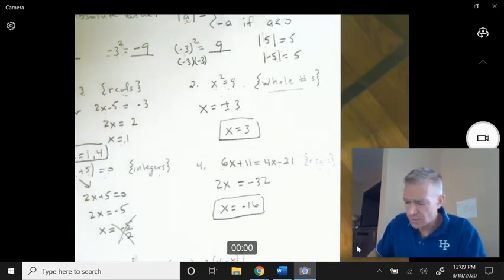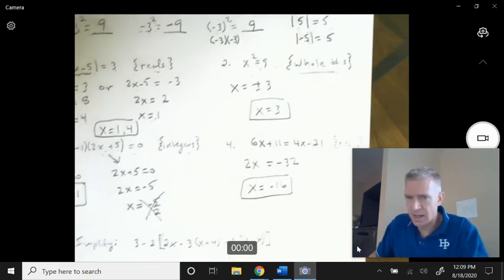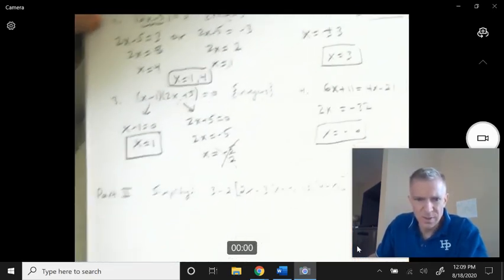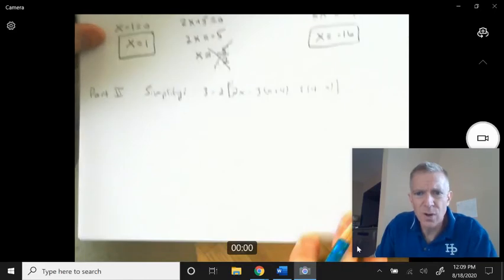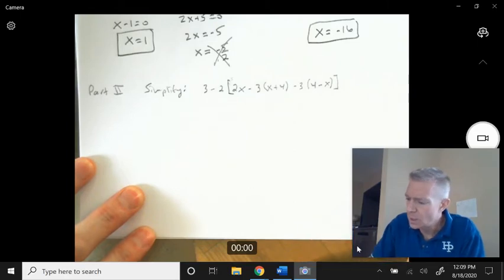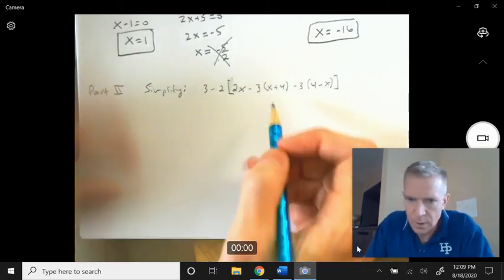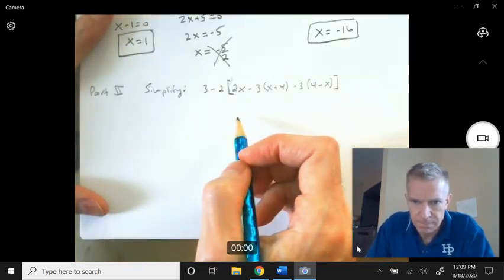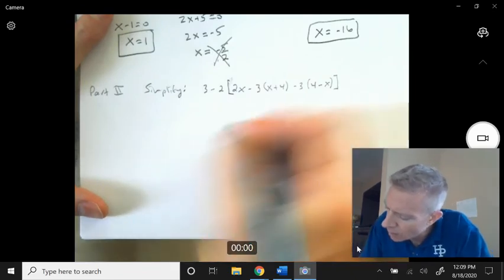Now, at the bottom of the page, we've got this problem. And I actually want you to go ahead and try this problem on your own. So pause the video and try this one on your own. Okay, so you've got it. I will solve it now.